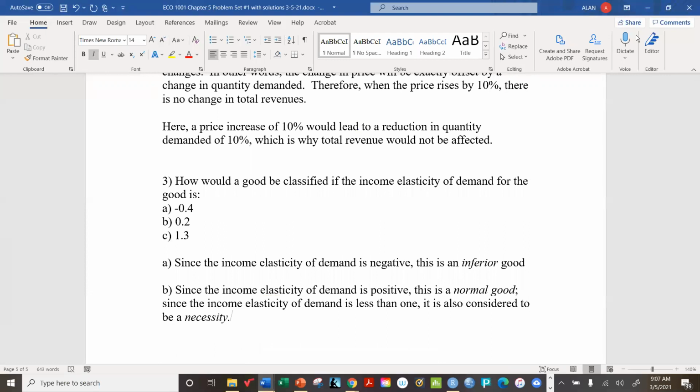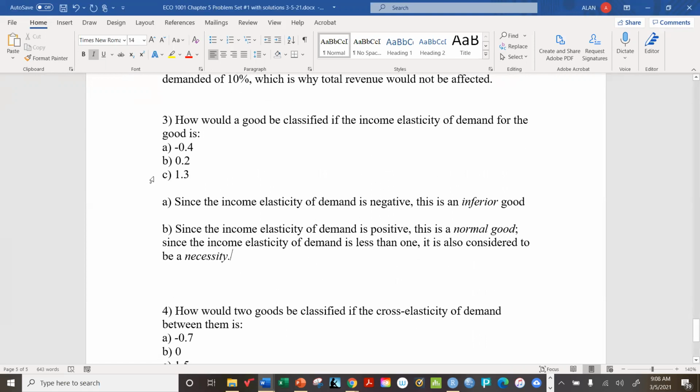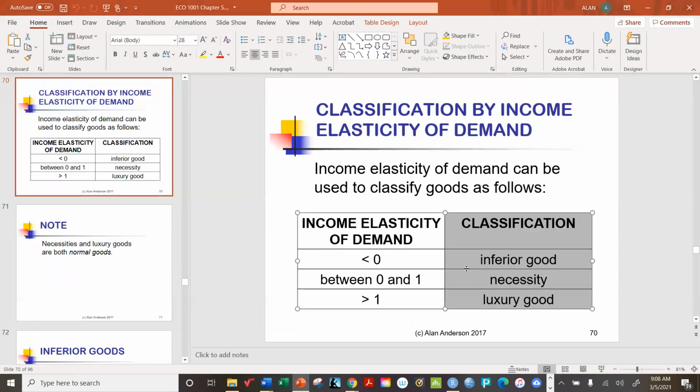Okay. No, this one, we don't ignore it. Only with the price elasticity of demand. That's the only time. With the others, we have to keep track of the sign. And also with supply, the price elasticity of supply, as you recall, is always positive. So the only elasticity where we ignore the sign is price elasticity of demand. For all the others, income elasticity, cross elasticity, and supply as well, we are paying attention to the sign. Very good question. So anyway, this is a normal good, but you can also define it as a necessity.